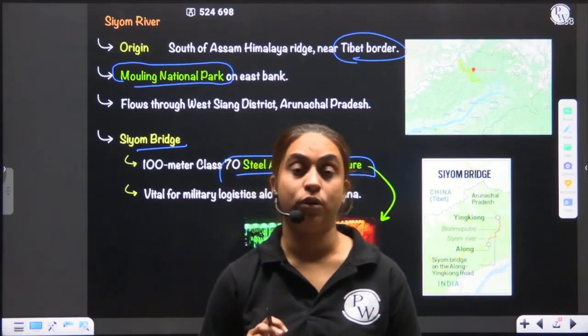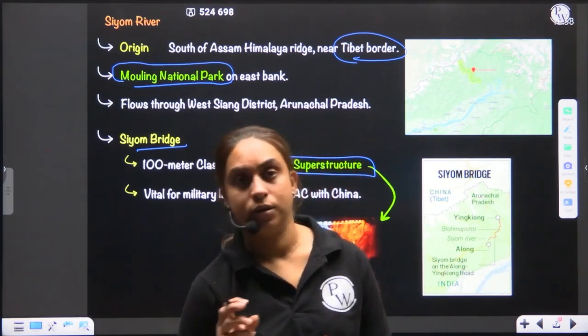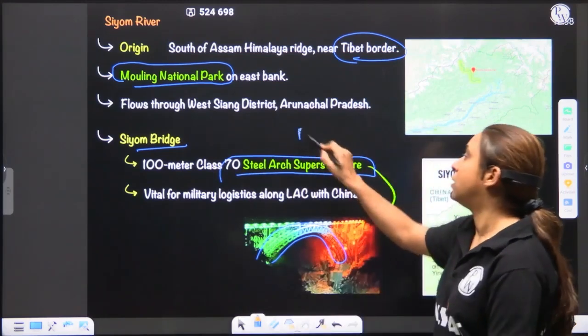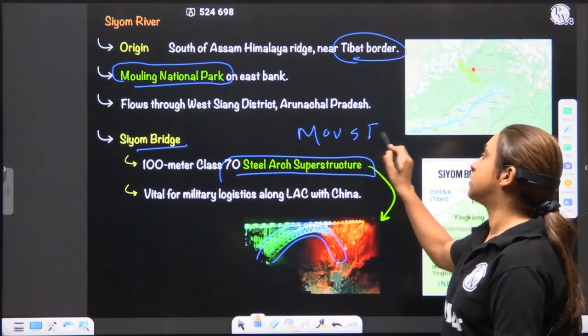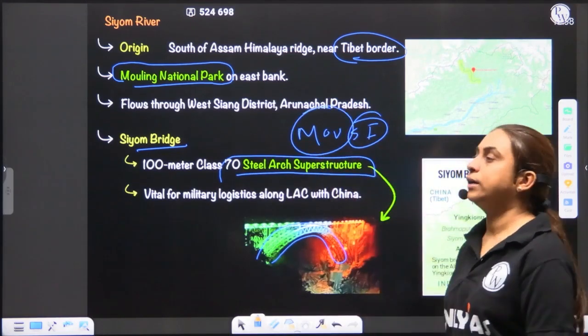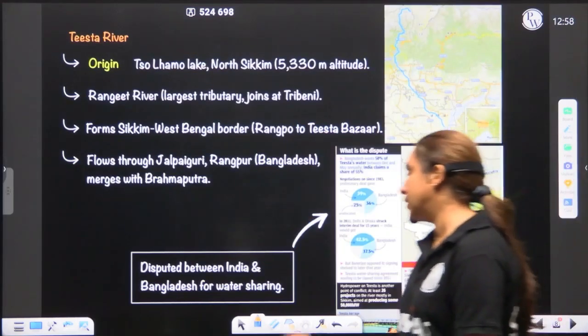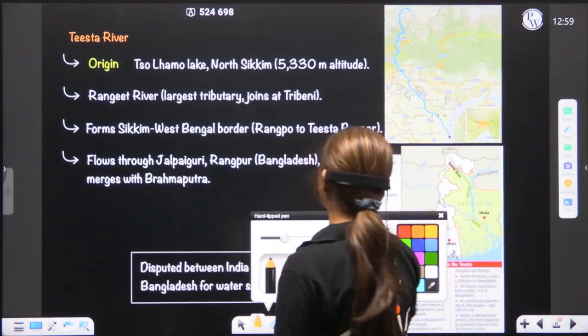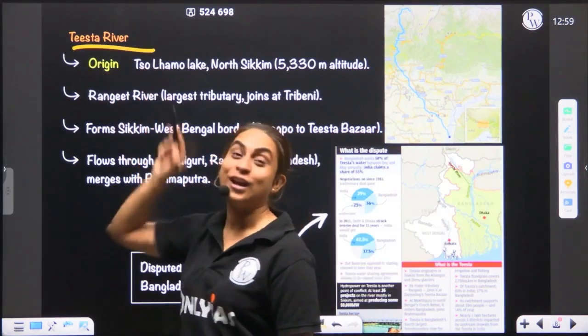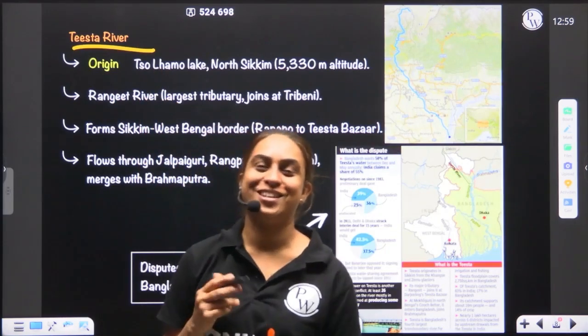One very important thing is Mouling National Park. Okay, you remember the word Mausi. So Syom and Mouling National Park. So Mausi is that. Then we have the Teesta River. This is generally there in news because of 'Ene chalbo'. Okay, so that's Teesta River.